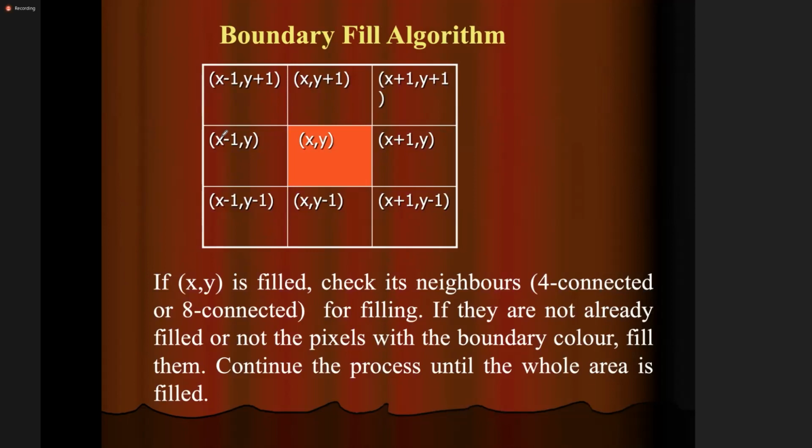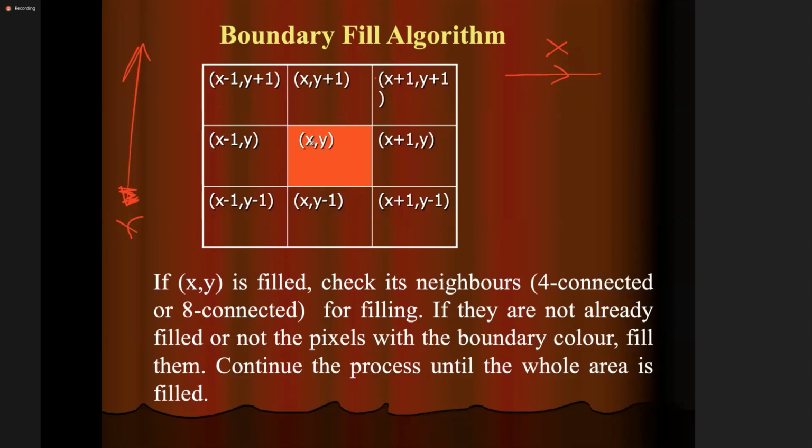In the boundary fill algorithm, we have a 3 by 3 pixel area. If the center pixel is x, y, then the neighbors are x minus 1, y and x plus 1, y. Y is in this direction, and x is in this direction. Y is here, sorry.